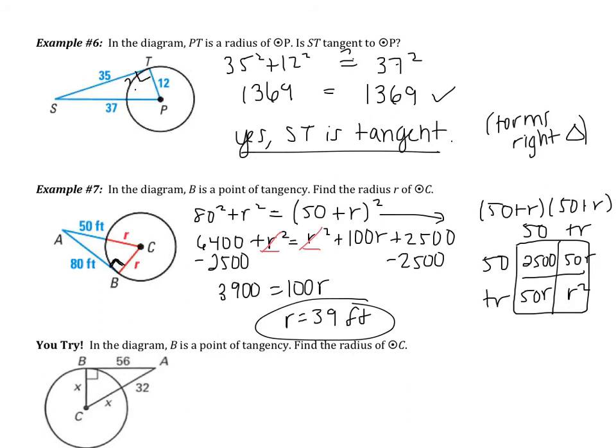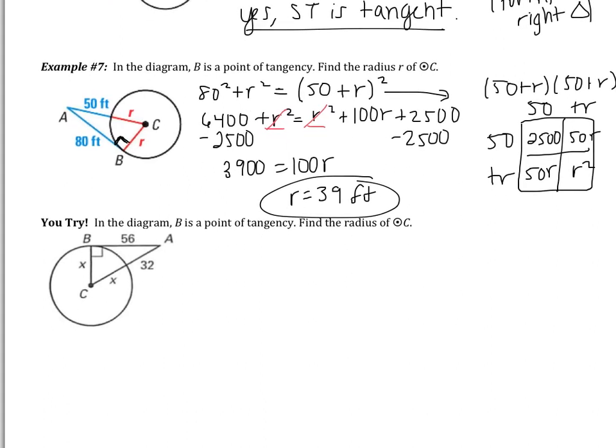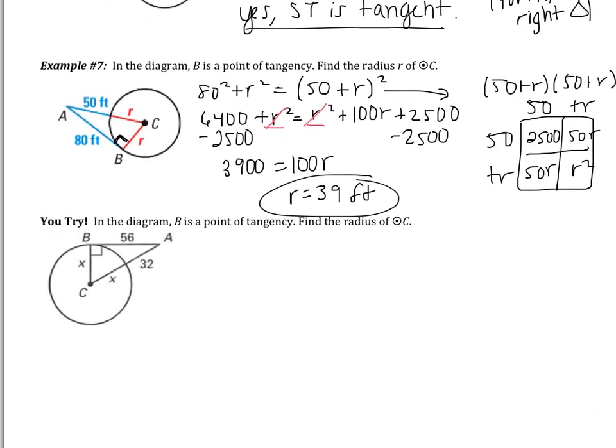Okay, next example I would like you to try on your own. It says in the diagram, B is a point of tangency. Find the radius of circle C. Okay, this is very similar to example 7, just new numbers. So take a minute, do this one on your own, please, and come back when you have finished.